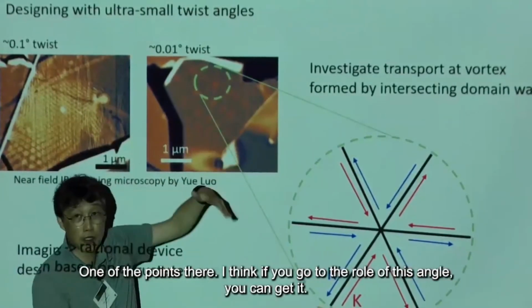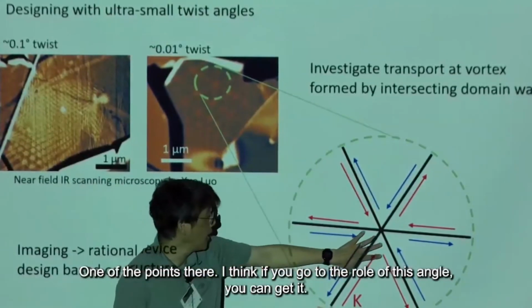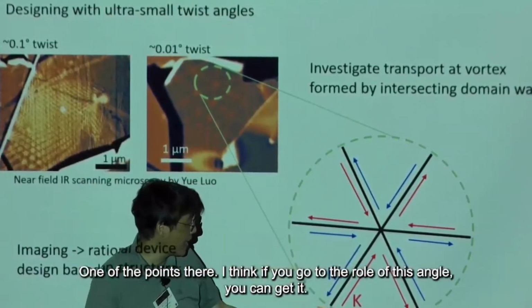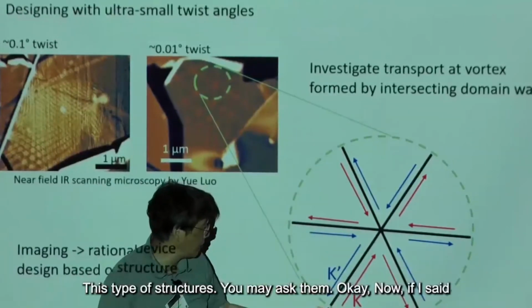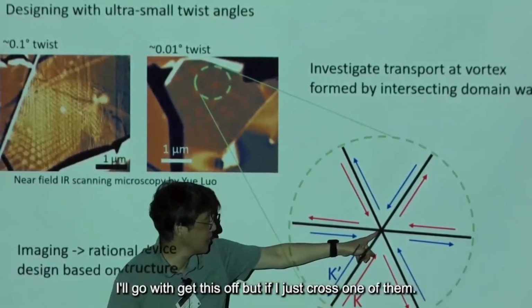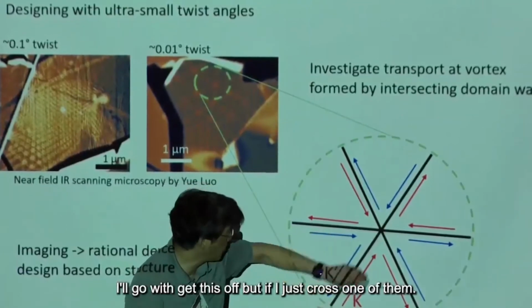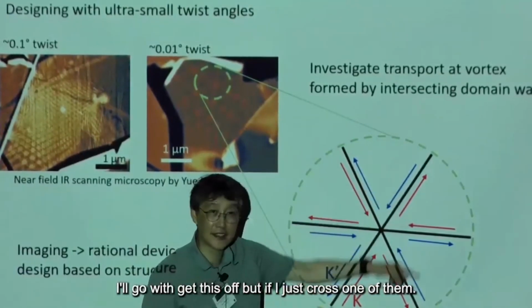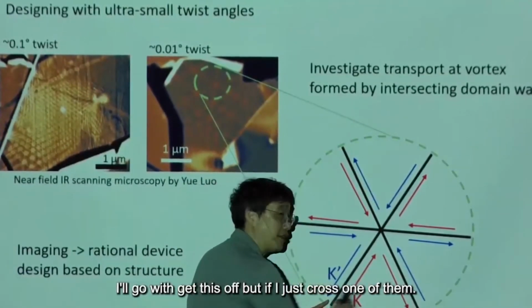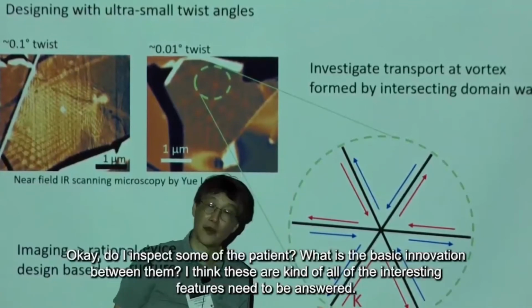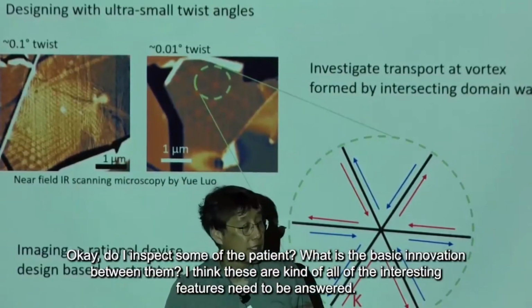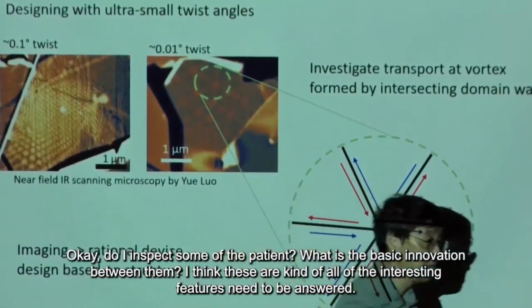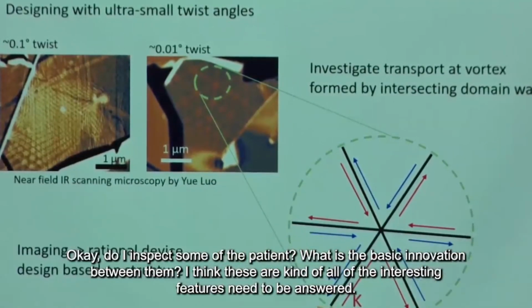I think if you go to the lower twist angle, you can get this type of structure. You may ask, okay, now if I send the electrons through the topological defect, how will they scatter off? If I close one of them again, do I expect some phase shift? What is the phase relation between them? I think these are all interesting questions that need to be answered.